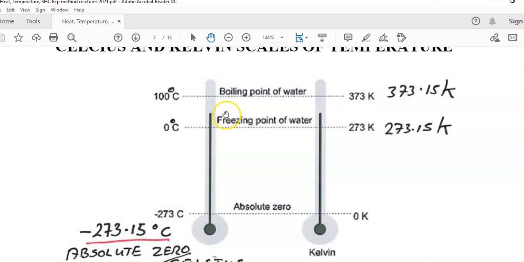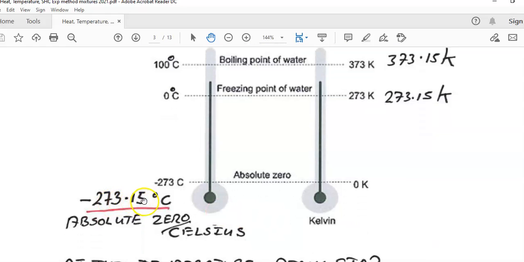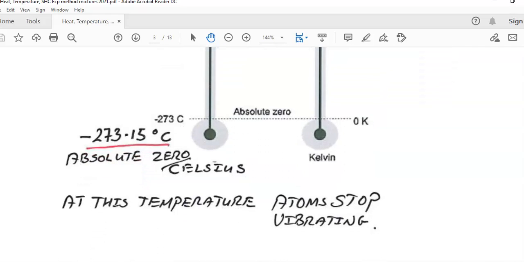If you cool objects down, then you will come to a temperature that's very, very interesting. This temperature is minus 273.15 degrees Celsius on the Celsius scale. And at that temperature, interesting things begin to happen. At this temperature, atoms actually stop vibrating. So it is a limit on the lowest temperature possible. It is, by definition, the lowest temperature possible, so it's known as absolute zero. So absolute zero is the lowest temperature that's possible, and it's minus 273.15 degrees Celsius.